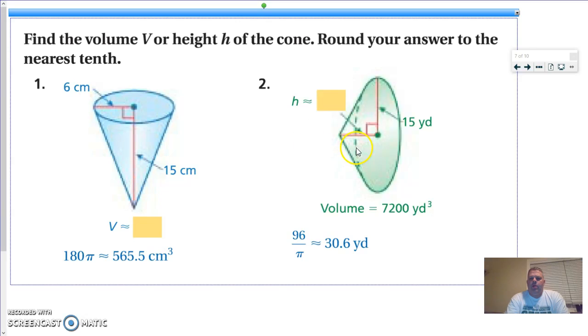In the second example, we have 15 squared, which is 225. When we divide that by 3, we get 75. We then take 7,200 divided by 75, and we get 96 divided by pi, which gives us 30 6/10 yards. That is the height, so it is not cubic yards. It is just yards.